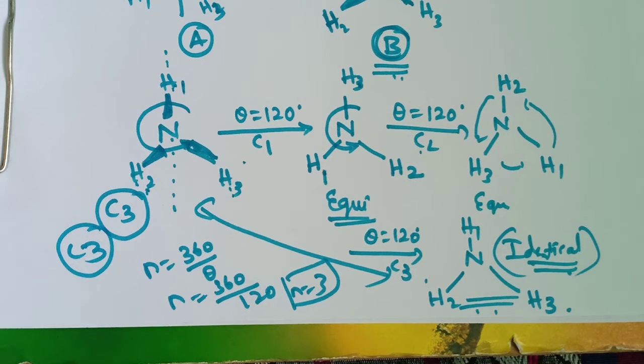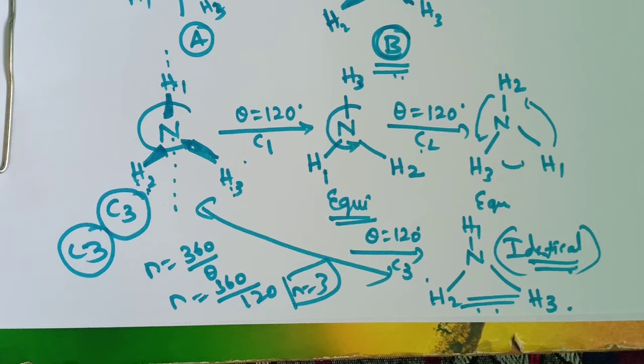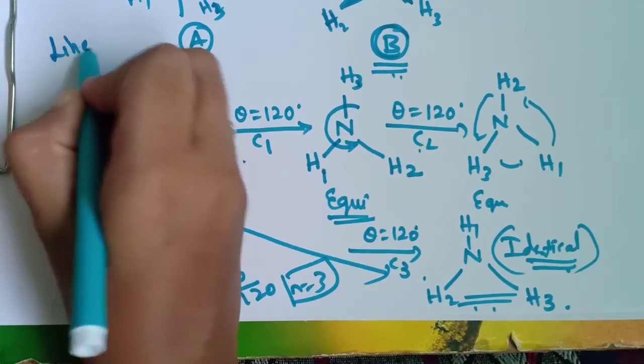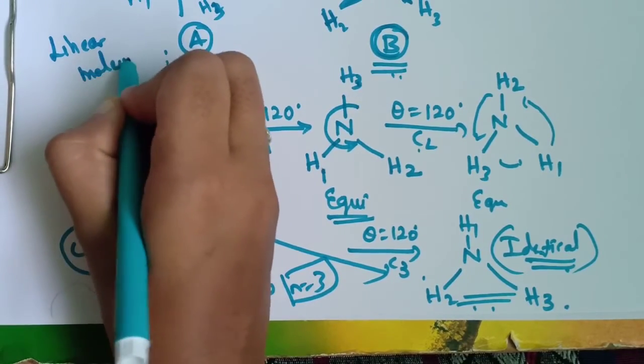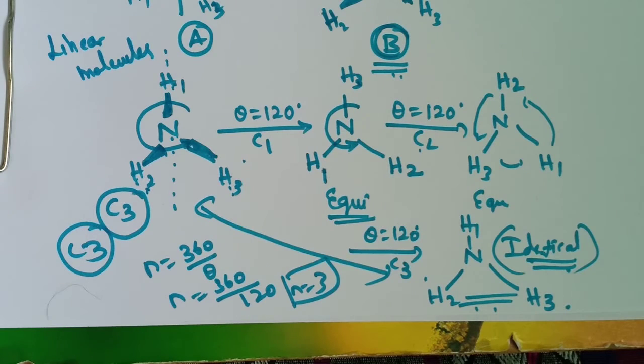I have said this trick: the number of atoms changing position is equal to the axis of that molecule. It is not applicable for linear molecules. Examples are CO2 and HCl, which are linear molecules. This cannot be applied for linear molecules. And the important point is, if n is equal to 2, it is a two-fold axis of symmetry. If n is equal to 3, it is a three-fold axis of symmetry, like that.